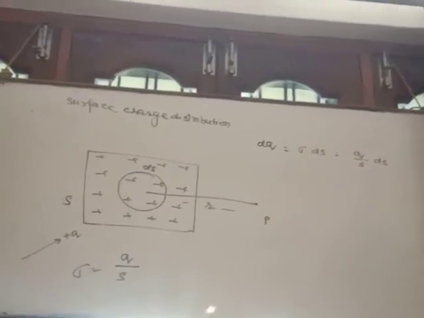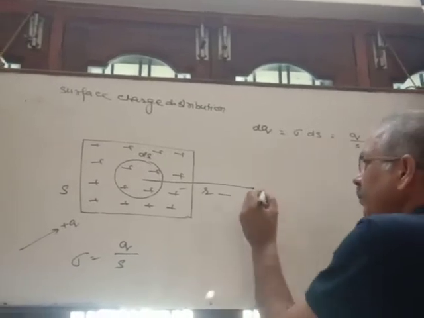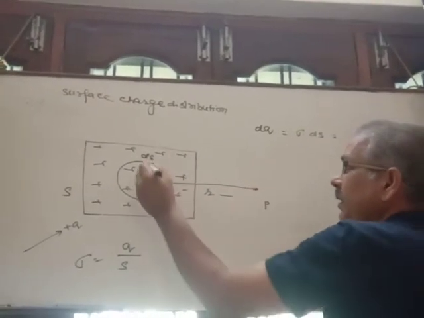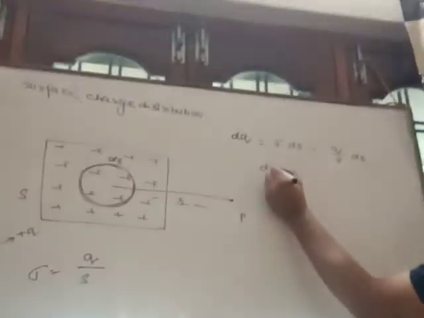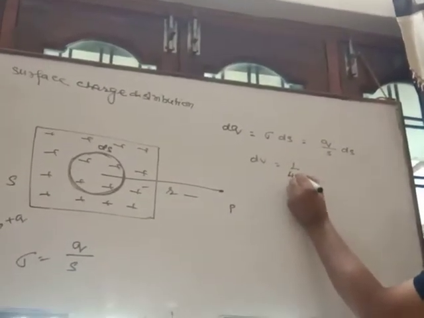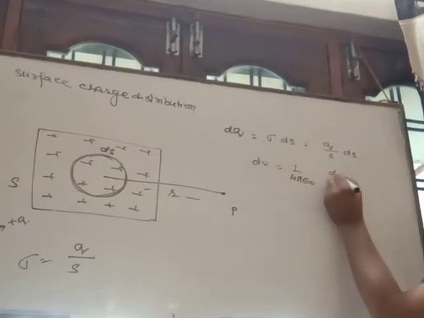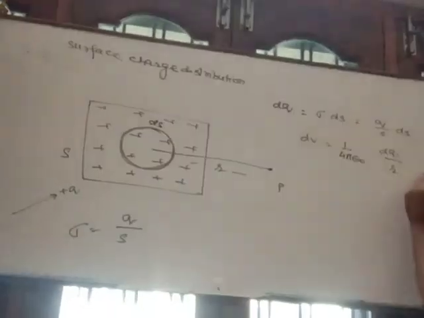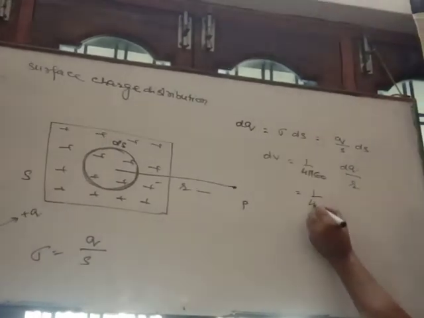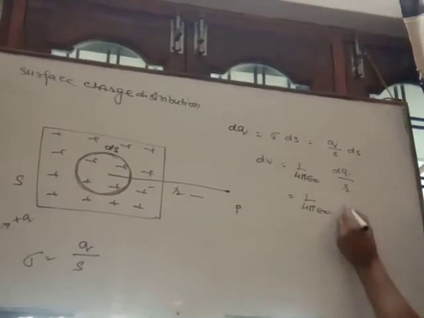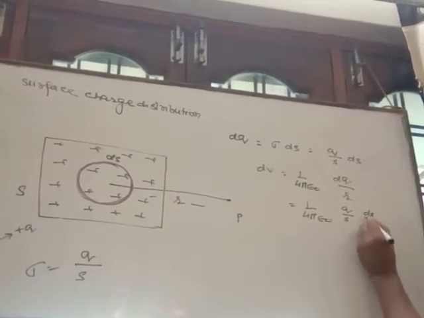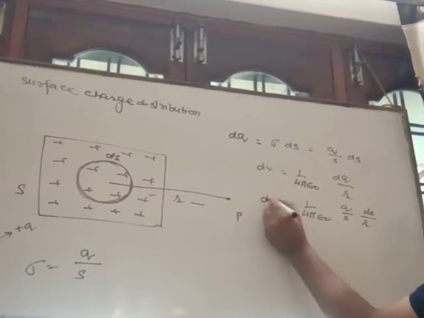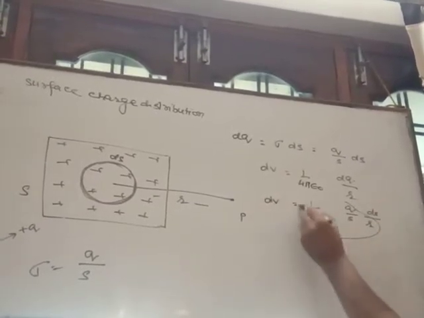So first we have to calculate the potential at point P due to those charges which are present in this assumed small segment. So electric potential dV is equal to 1 by 4 pi epsilon 0 into charge, that is dq, by distance, that is R. Put the value of dq: 1 upon 4 pi epsilon 0 into Q by S ds by R is equal to dV. Here all these quantities are constant.